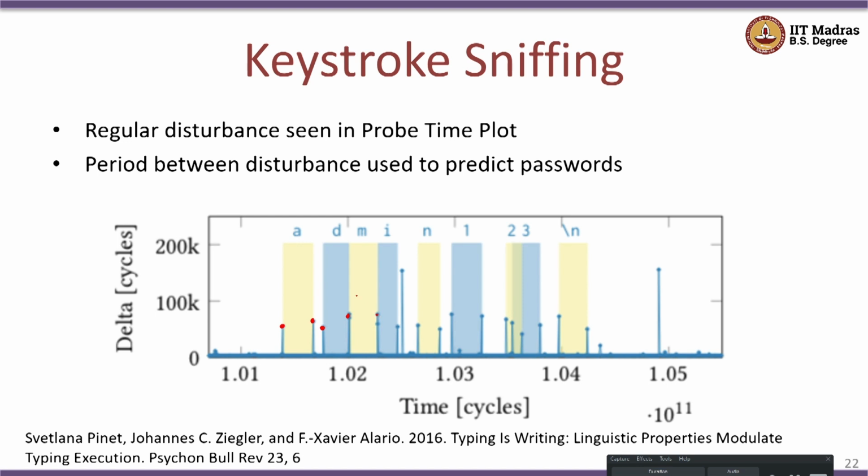So using this access time pattern, the attacker would be able to model a particular behavior and then reverse engineer to identify what keys have been pressed. So for example, over here, using this graph, this time series as input, the attacker would be able to reverse engineer and identify that the keys pressed were admin 1, 2, 3, and then an enter.